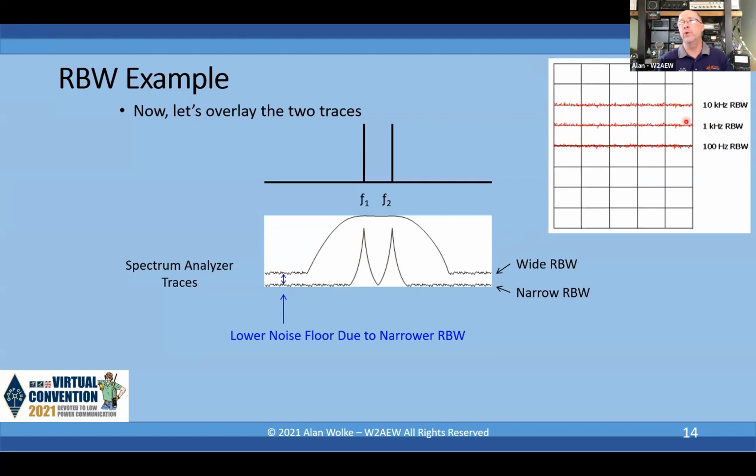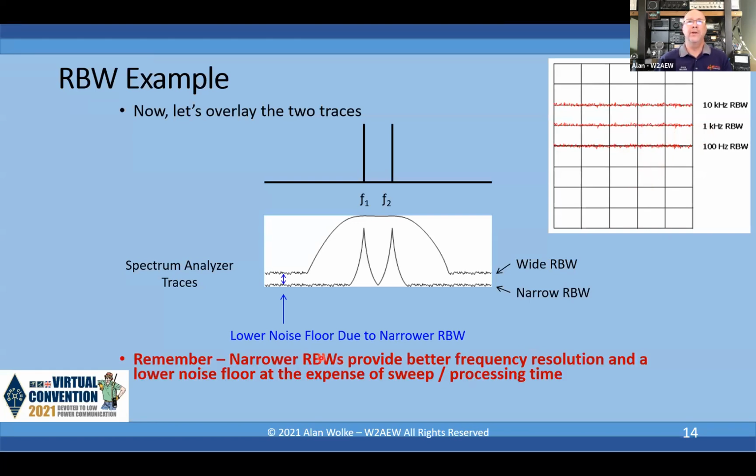And therefore the noise floor goes down by 10 dB. You go down another order of magnitude, noise floor went down by another 10 dB. Okay, that's great. Why don't I always do that, right? The narrower resolution bandwidth gives you better frequency resolution and a lower noise floor, all good, but now at the expense of sweep time or processing time. So it's always a trade-off.